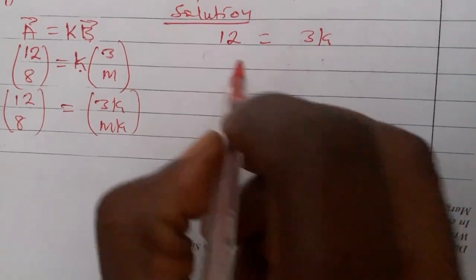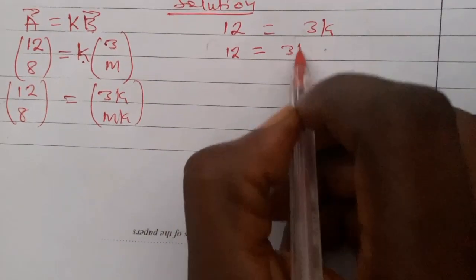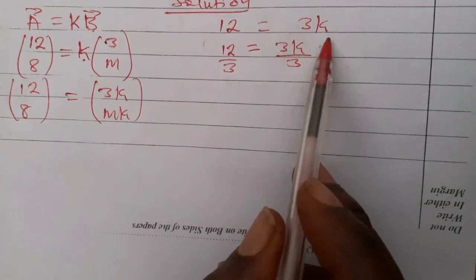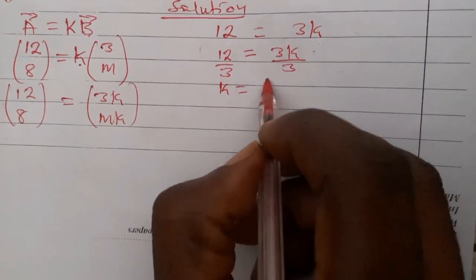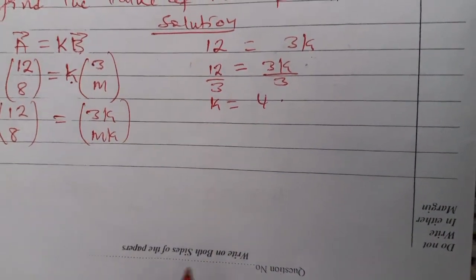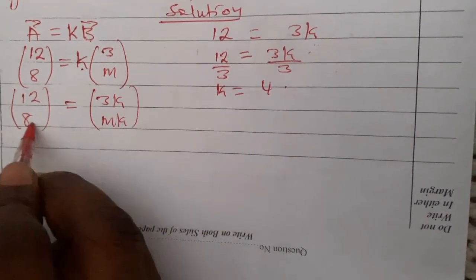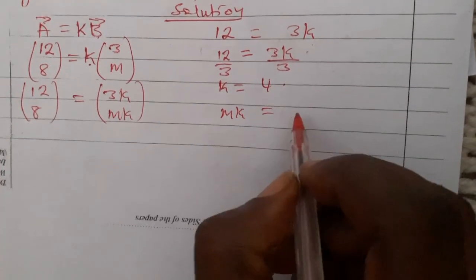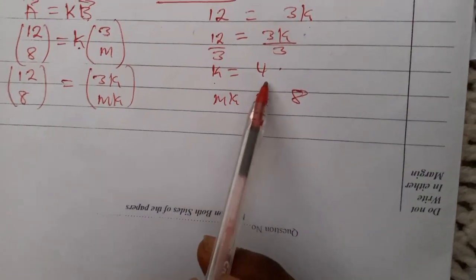Now, to find the value of k, we just need to divide both sides by what? 3. Then we have 12 over 3 equal to 3k over 3, dividing both sides by the coefficient of k, which is 3. So my k will be equal to what? 4. Again, to find the value for m, we also know that the vertical components, mk, is equal to what? 8, right? But already we know the value for k to be what? 4.